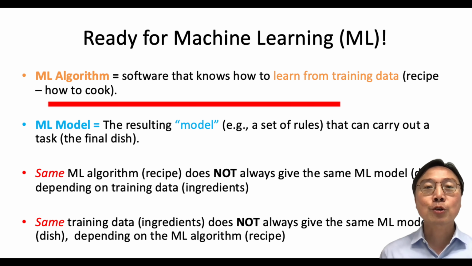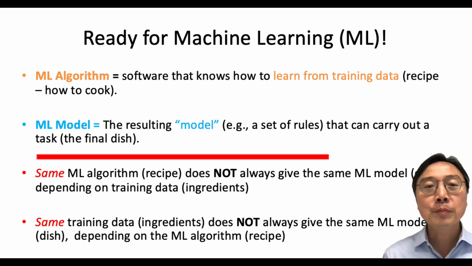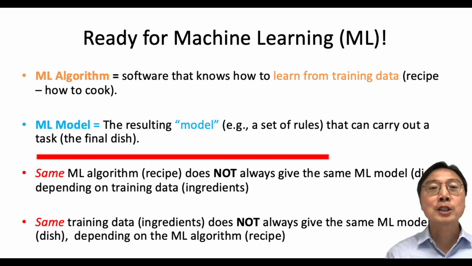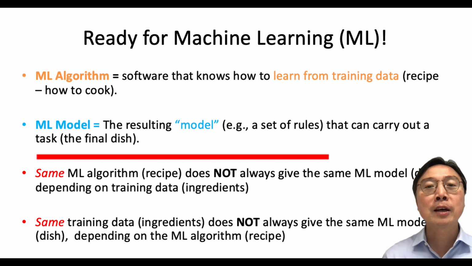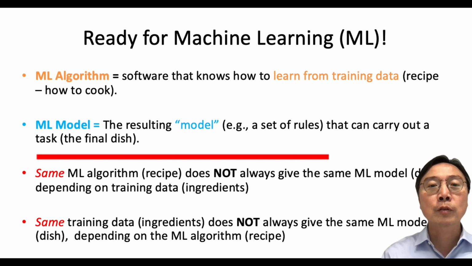So the machine learning algorithm is a kind of recipe. And then the next term is the machine learning model. The machine learning algorithm is used to learn from the data, and the resulting outcome is the model, the machine learning model. For example, there can be a set of rules that can carry out a task. So the final dish is the machine learning model, and the way to cook it, the recipe, is the machine learning algorithm.